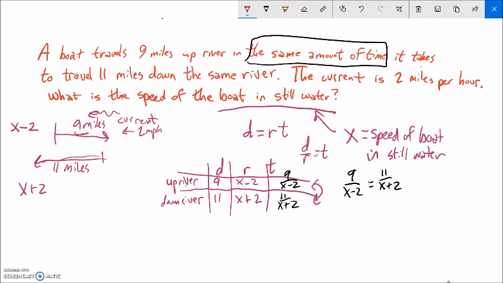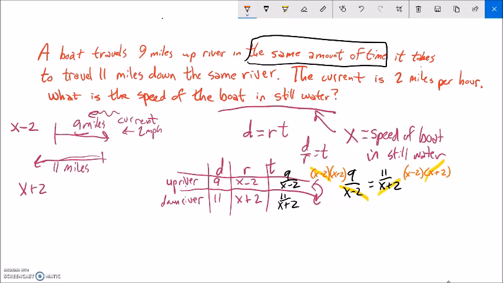So let me work to solve it. What I'm going to do is multiply both sides by a common denominator to wipe out that denominator. So I'm going to multiply this side by x minus 2 times x plus 2. Multiply this side by the same thing. Multiply both sides by the same amount. The equations are still equal. And notice what happens: on the left-hand side, the x minus 2s divide out to a 1. On the right-hand side, the x plus 2s divide out to a 1.